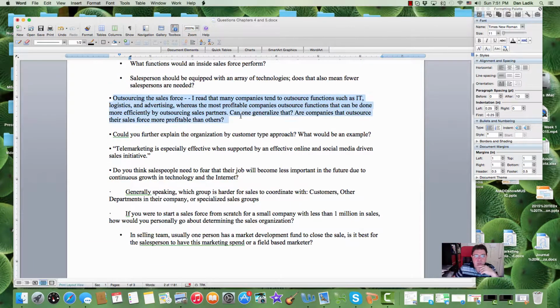Outsourcing the sales force. I read that many companies tend to outsource functions like IT, logistics, and advertising, whereas the most profitable companies outsource functions that can be done more efficiently by outsourcing sales partners. Can you generalize that? No, you can't. What I can say is that the larger the firm, the higher the chance that they have a complete inside sales force. Are companies that outsource their sales force more profitable than others? No, they're not.